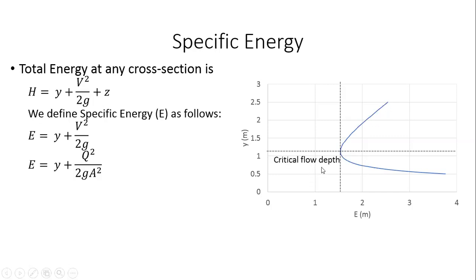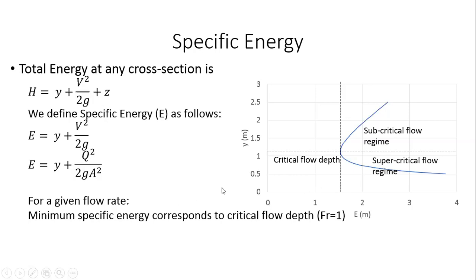If you remember from earlier, we had defined critical flow as Froude number equal to 1. We'll come back to that. This portion of the curve that is above this critical flow depth is called the subcritical flow regime. So these depths are subcritical flow depths, and these flow depths are supercritical flow depths. Above the critical flow depth is subcritical, below is supercritical. So for a given flow rate, this minimum specific energy corresponds to critical flow depth, which means Froude number equal to 1. I'll prove this to you a little bit later, so please hang on.